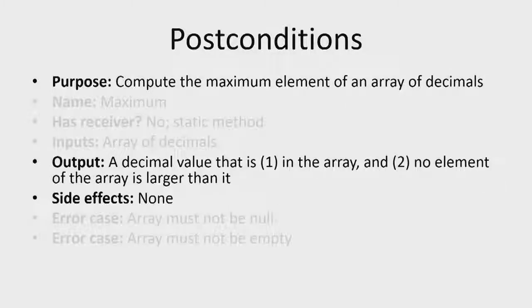So I want to try to capture some of this in code. We have this first condition: this thing has to be in the array. And we have the second condition: no element of the array is larger than this thing. And that sounds like the kind of thing we could write a method about.